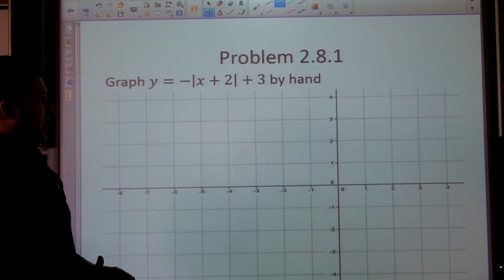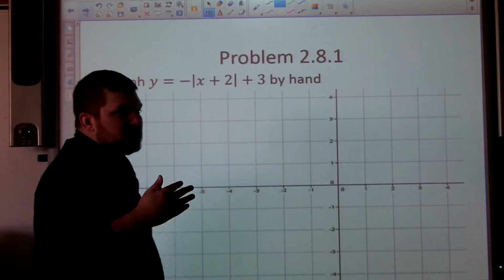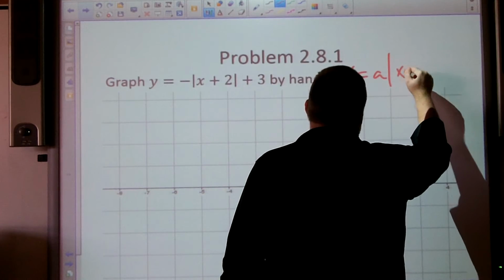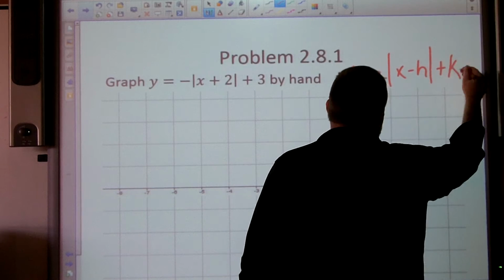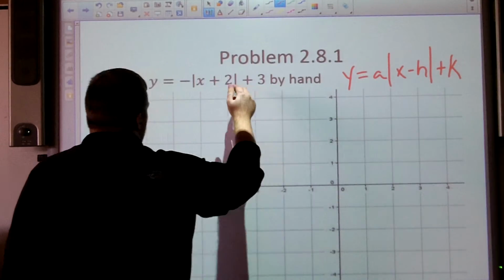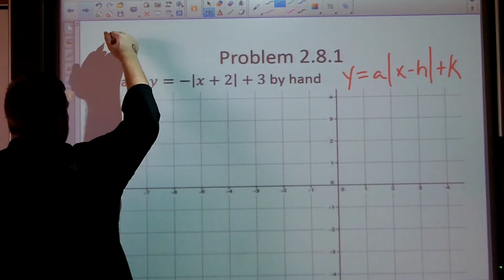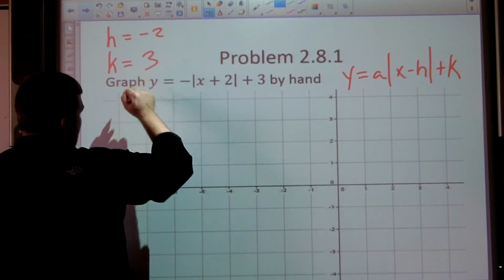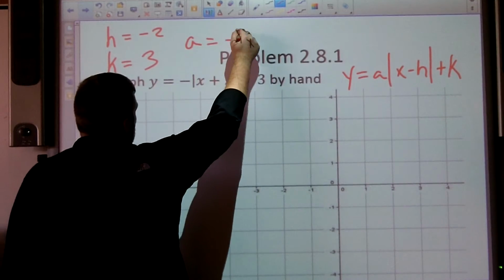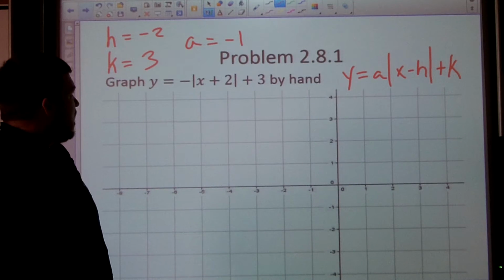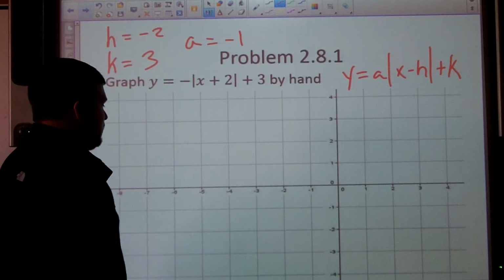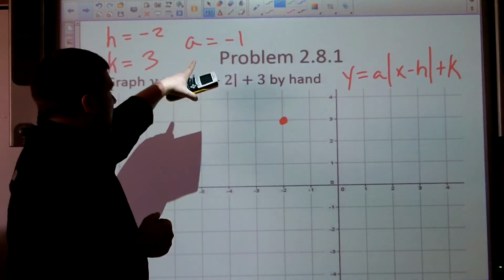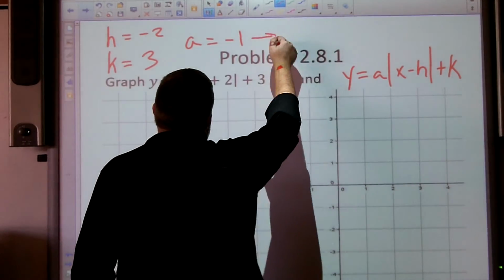Okay? So we want to graph this by hand. First things first, I always like to compare it to the general function, y equals a absolute value of x minus h plus k. So now it's very easy to pick out my ordered pair, my vertex. Here, h is equal to -2, k is equal to +3, and a is equal to -1. All right, now we know a couple of things. My vertex now lives at -2, 3, because that's what h and k tell me. Now a equals -1 tells me that it opens down.